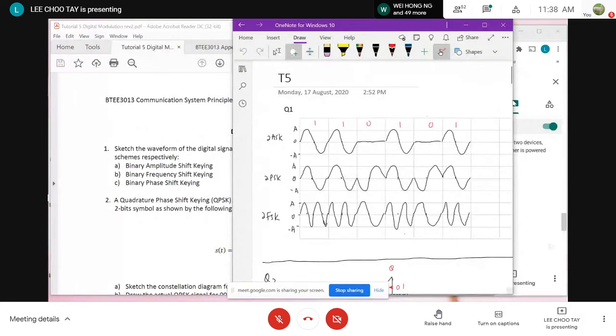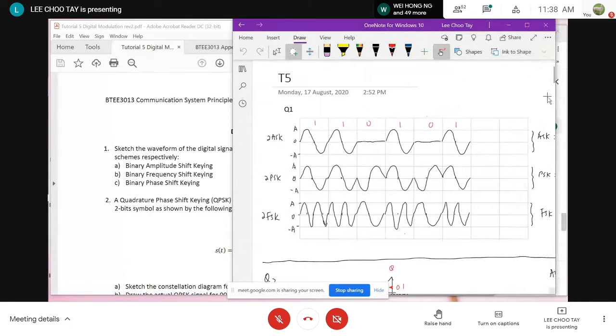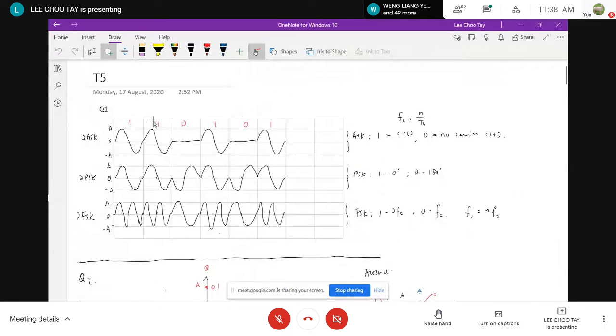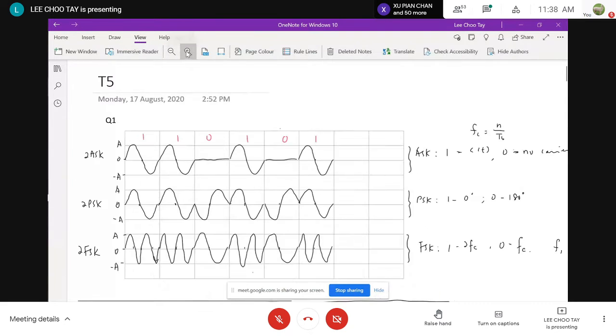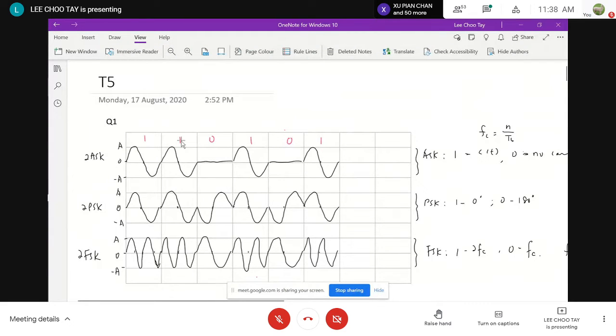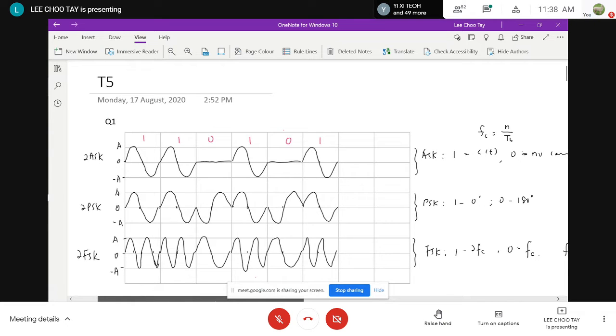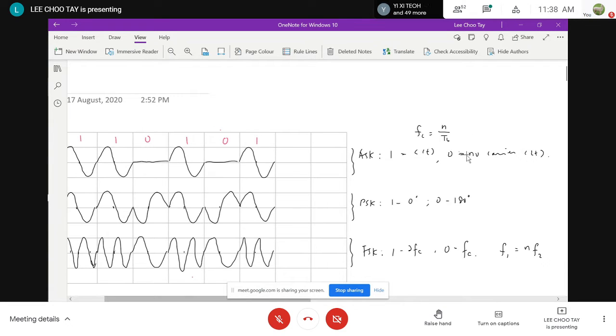All right, so again, as far as ASK is concerned, my binary data is 110101. And for ASK, 1, we actually send with a pulse. All right, send the carrier signal if we are sending a binary 1. And then for binary 0, we don't send anything. There's no carrier.